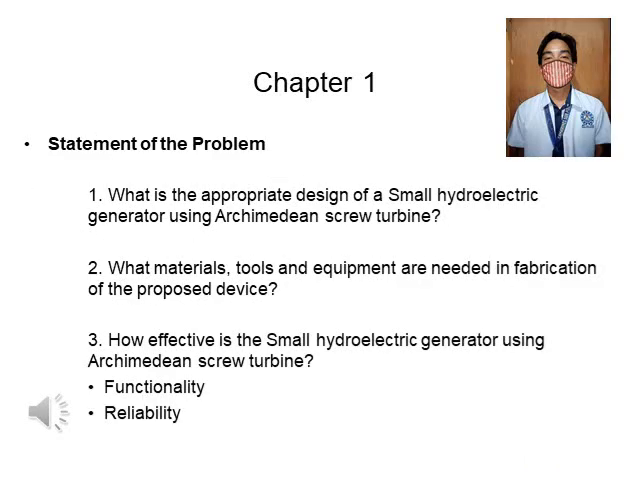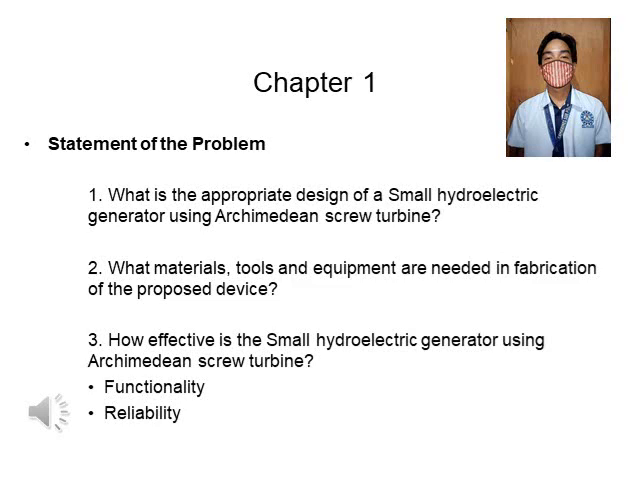Statement of the problem. The aim of this study is to develop a small-scale hydroelectric generator, especially answering the following questions. Number 1. What is the appropriate design of a small hydroelectric generator using an Archimedean screw turbine? Number 2. What materials, tools, and equipment are needed in the fabrication of the proposed device? Number 3. How effective is the small hydroelectric generator using an Archimedean screw turbine, in terms of punctuality and reliability?